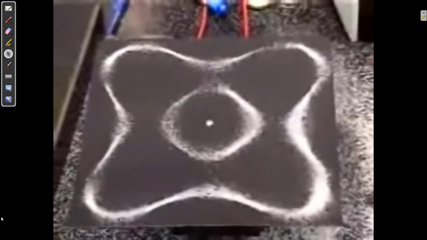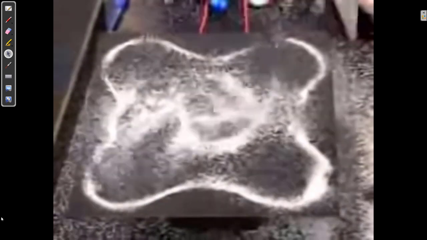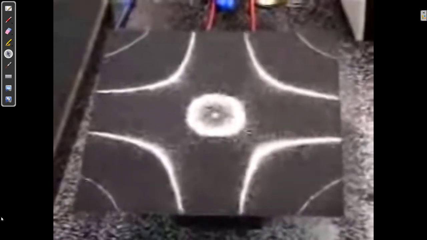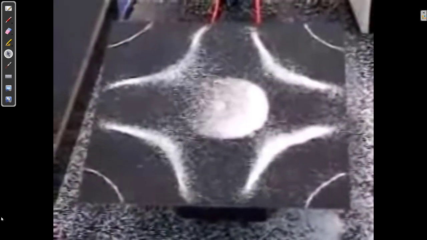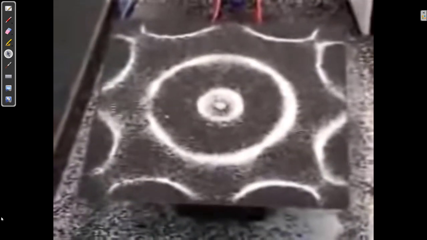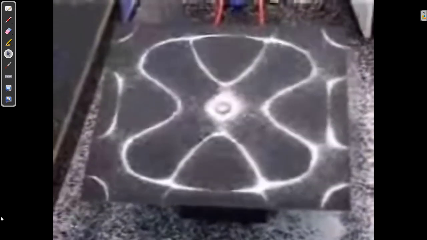So now they're going to increase the vibration. There, you can hear the sound getting higher, so the vibration's increasing even more. The shape changed. The shape of that surface changed. And now look, they're increasing the vibration more. And the shape is changing again. See how the shape of the surface changes as a function of the vibration.